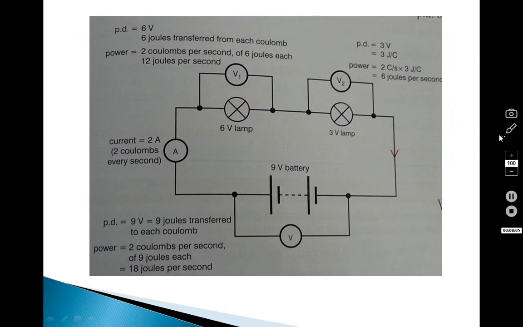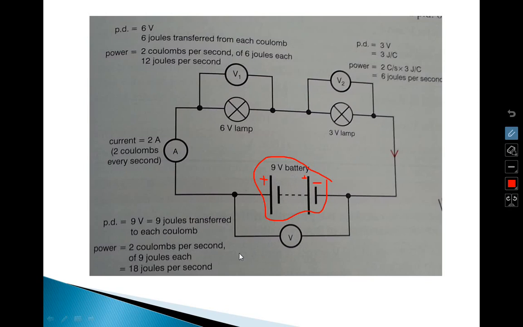If we take this example here, this is a circuit, connected in parallel. We have a power supply here, two batteries connected together. This is the minus, this is the positive, and this is the minus and this is the positive. So this one is connected to minus, this one is connected to positive. This is the power supply.